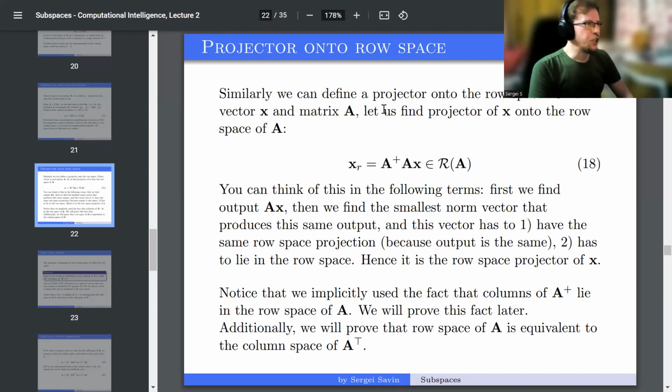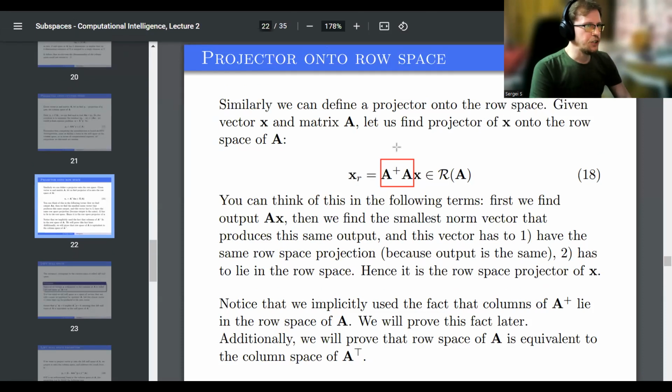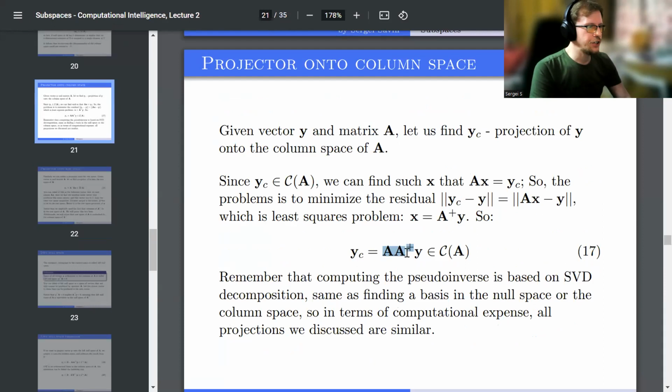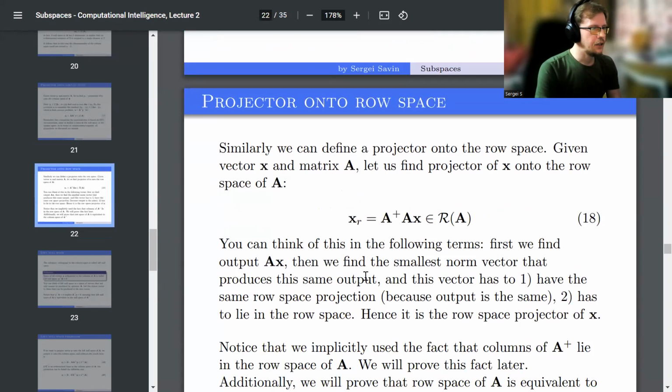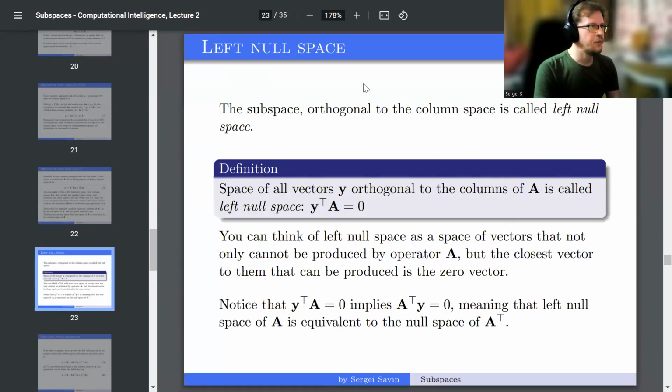So now we have two projectors. This form of a projector is a row space projector. And we have this form of projector, which is a column space projector. Important to remember, not very difficult to work with. Okay, good. Now we can move to the last subspace, which we haven't studied yet.